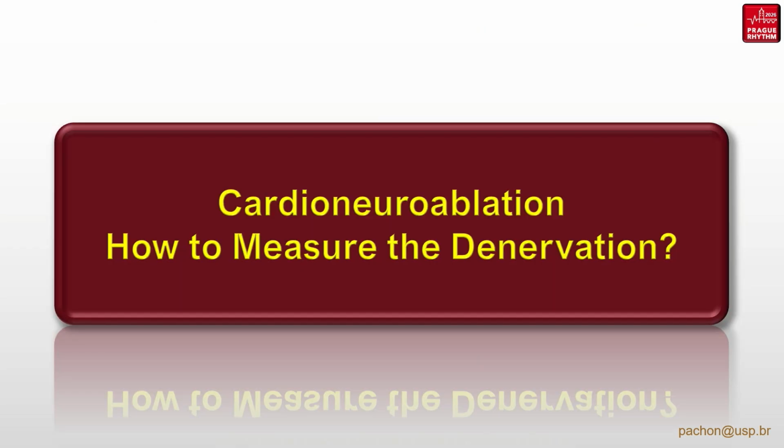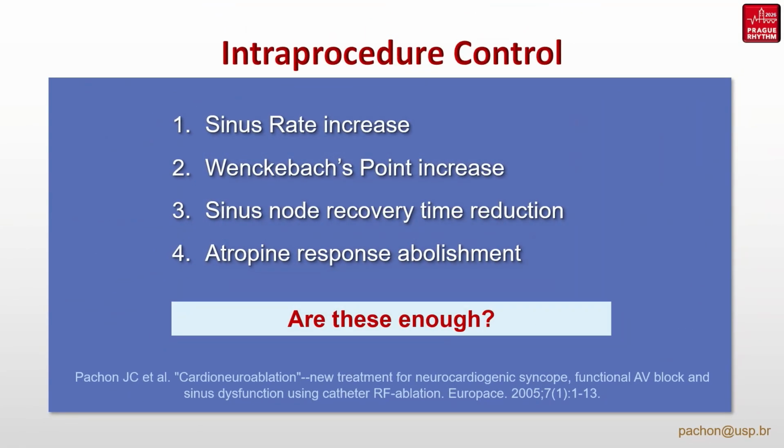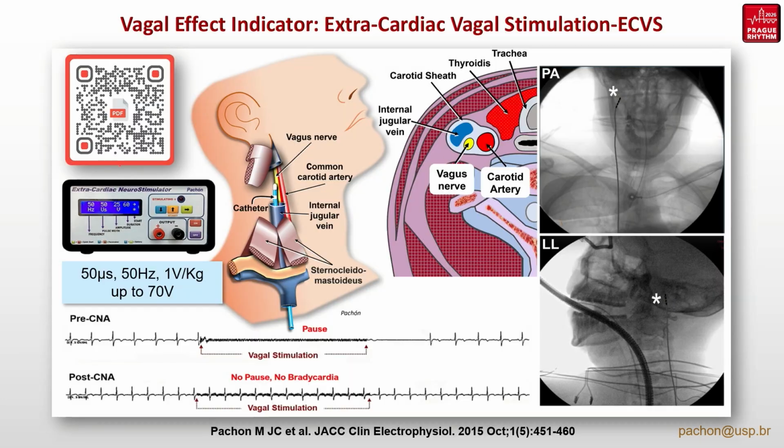And how to measure the denervation? In order to control the denervation, at first we used the sinus rate increase, the Wenckebach point increase, the sinus node recovery time reduction, and obviously, at the end, the elimination of the atropine response. However, these parameters are not completely reliable.